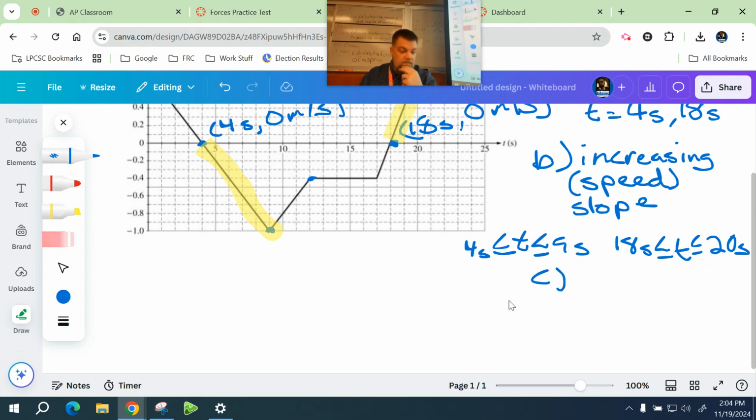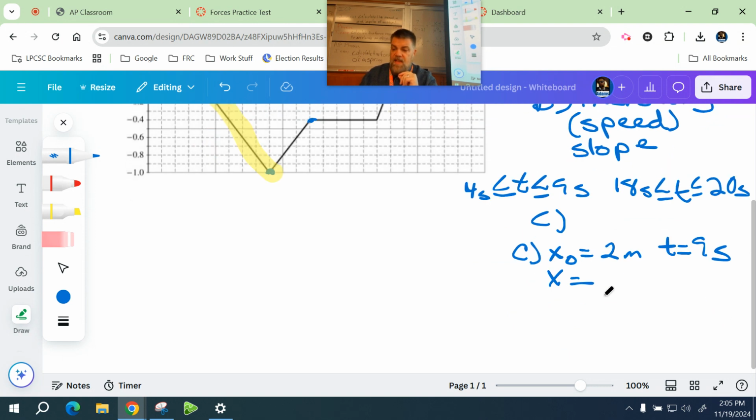Let me finish this. Now for part C, determine the horizontal position of the cart at 9 seconds, if the cart is located at 2 meters per second, or I'm sorry, 2 meters. So for part C, they're saying that the initial position is equal to 2 meters. They want to know the final position when the time is at 9 seconds.